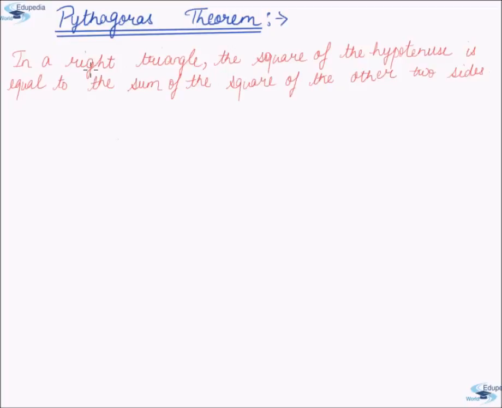So, to understand this theorem, let us first construct a right triangle. Let PQR be a right triangle, right angled at Q. That is, in triangle PQR, angle Q is 90 degrees.